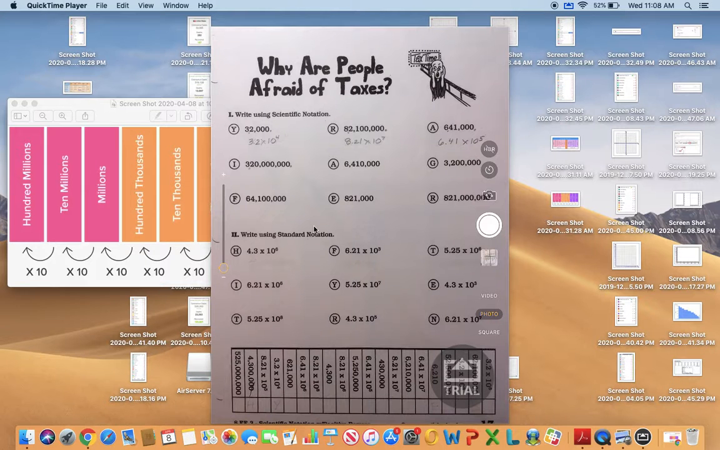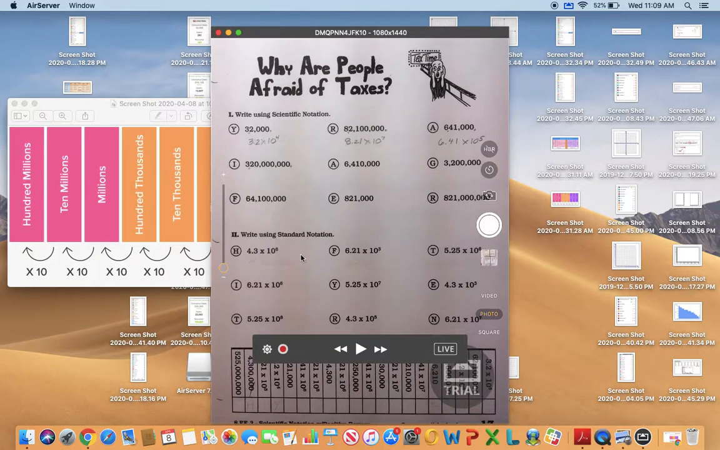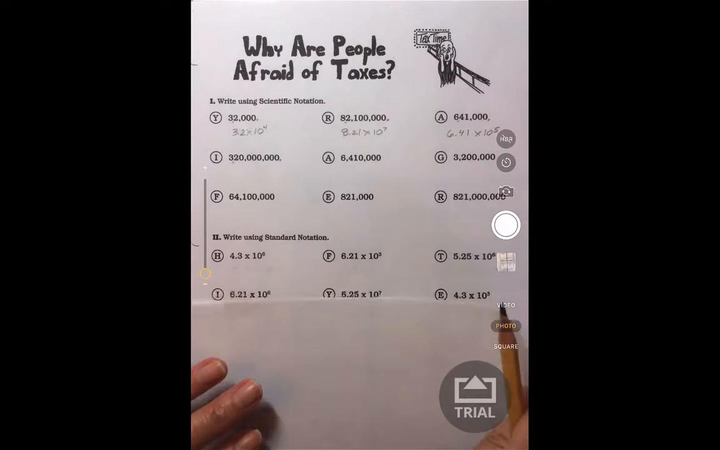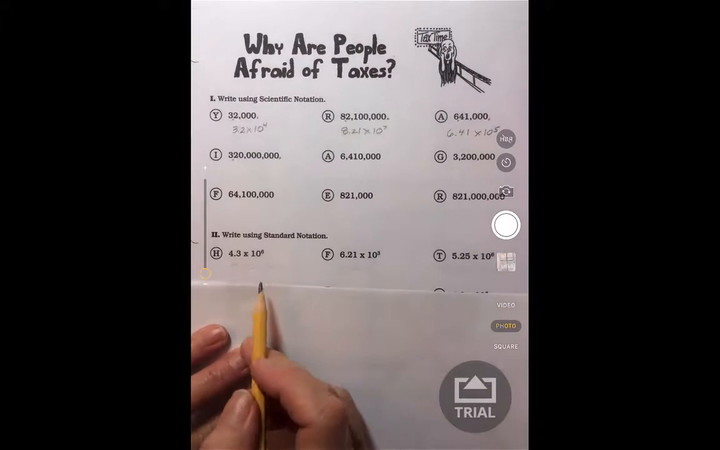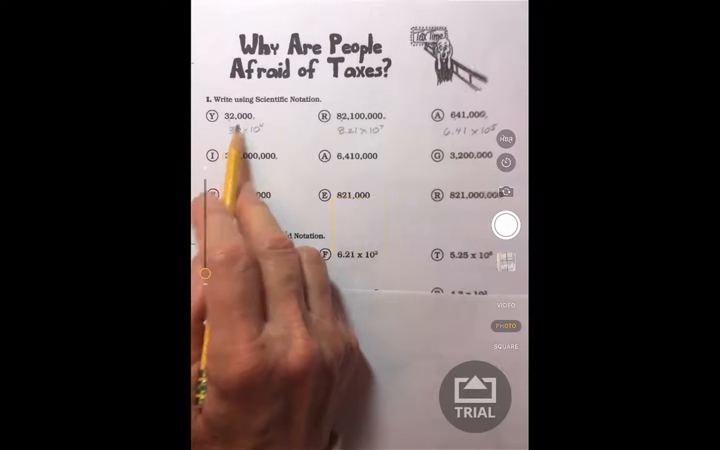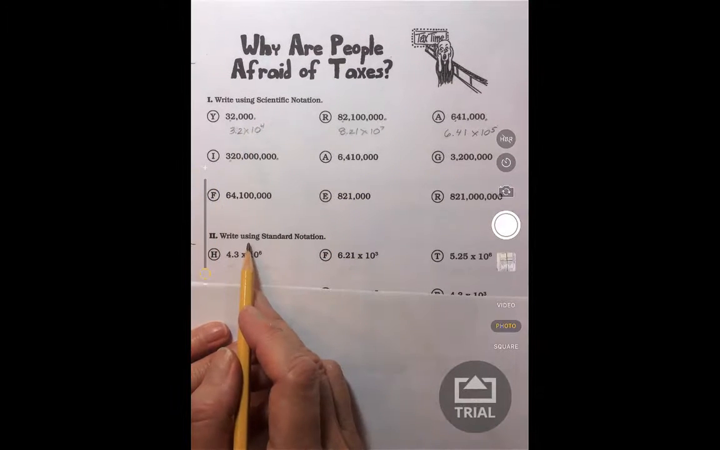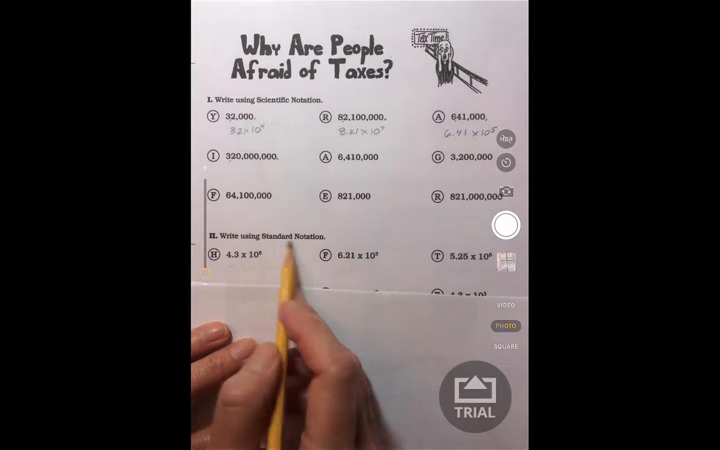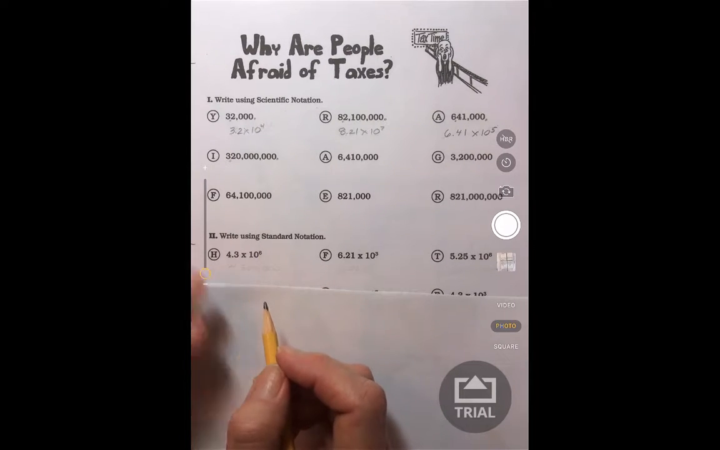Now we're going to go over the second half of the taxes handout. Let me make this full screen. Okay, there we go. All right, so for the second half, what we're going to do this time, instead of going from standard form to scientific notation, we're going from scientific notation to the standard notation.